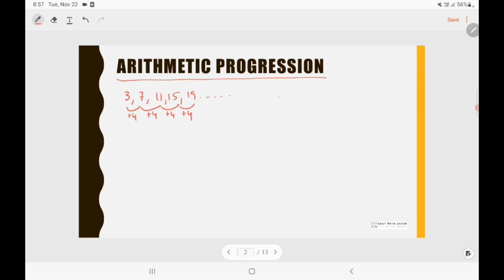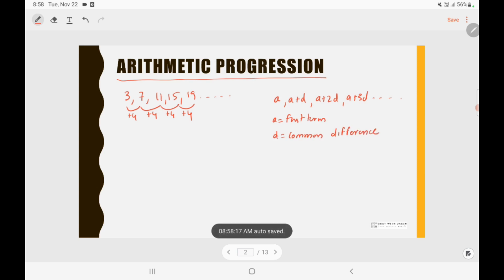So in an AP, you can write the terms as a, a plus d, a plus 2d, a plus 3d, etc. So these are the terms in an AP. And a is the first term and d is the common difference. So common difference is the number that you are going to add to each of the terms to get the next term. So in the example that we have taken, 4 is the common difference.